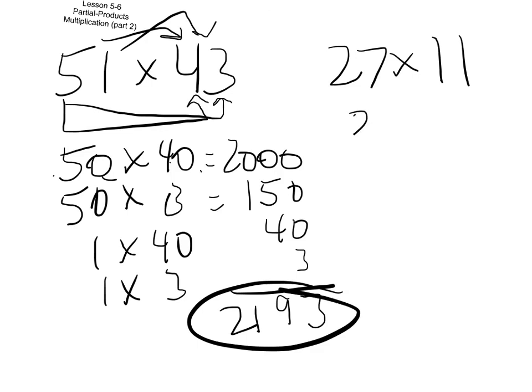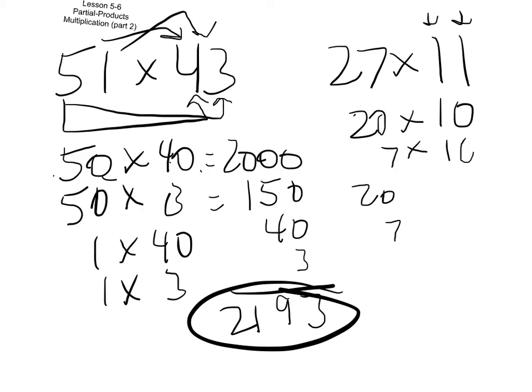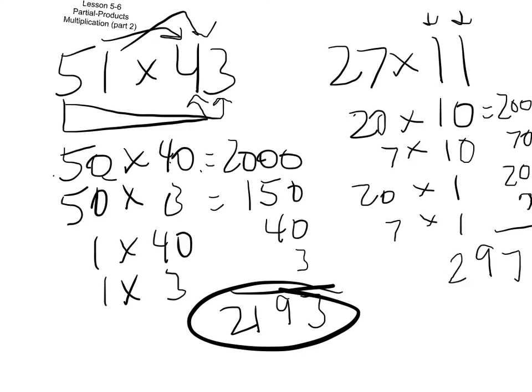Next one I'm going to do with the expanded notation, 20 and 7, 20 and 7, because we have 2 digits over here. Multiply by 10 and 10, and then 1 and 1. So you have 200, 70, 27. Off the board over here, that gives you 7, 9, 2. 297.